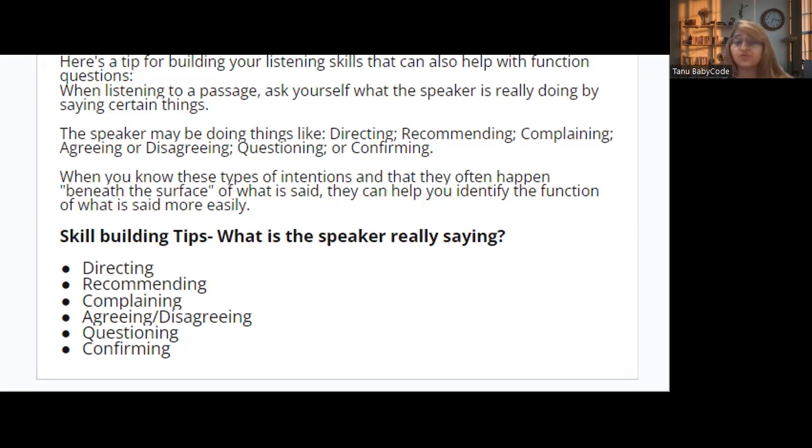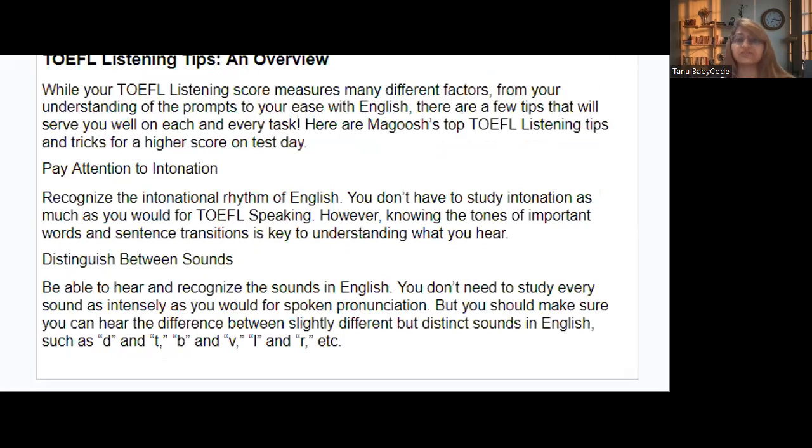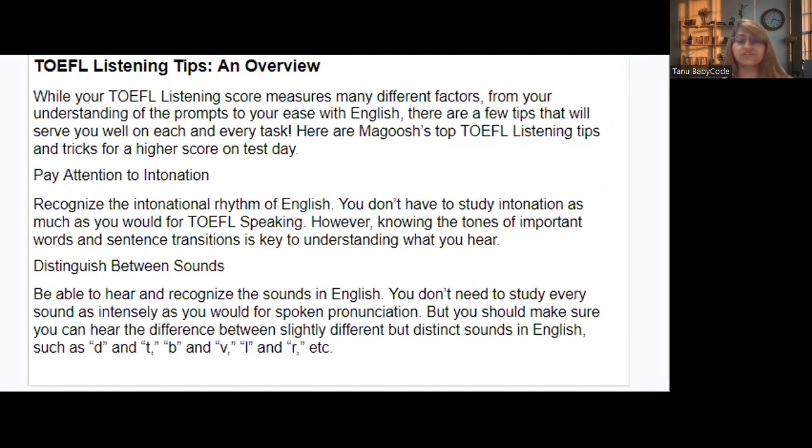So you should know the types of intention, and that they often happen beneath the surface, right? So you can identify the function more easily than what is said. Sometimes the speaker is directing, recommending, complaining, agreeing, disagreeing, questioning, or confirming, right? Some tips I'm sharing: the very first is that you have to pay attention to intonation.